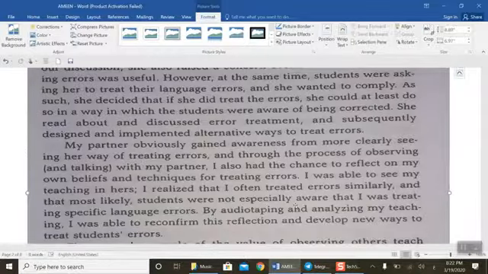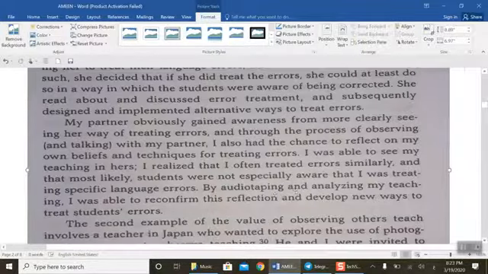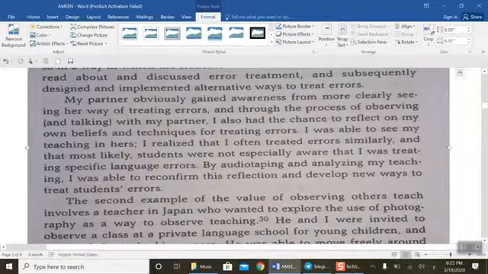The one who was under observation, and the one who observes. By auto-taping and analyzing my teaching, I was able to reconfirm this reflection and developed new ways to treat errors. The same thing, both of them benefited in the end. Alternative ways means the same as new ways, alternative ways to treat errors.